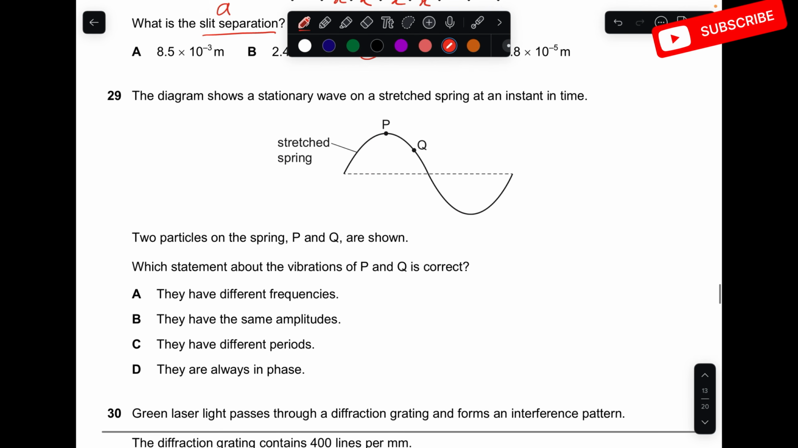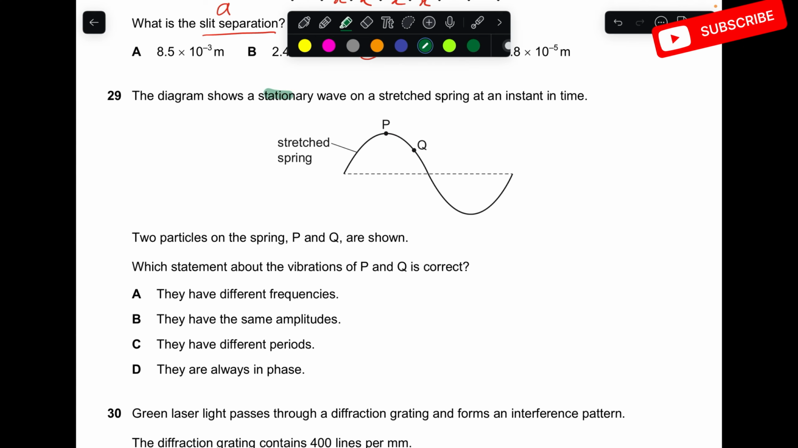Moving forward, question 29. The diagram shows the stationary waves on a stretched spring at an instant in time t. Two particles on the spring, P and Q, are shown. Which statement about the vibration of P and Q is correct? You have to keep in mind it's not a progressive wave, it's a stationary wave. They have different frequencies? No. They have the same amplitude? No. They have different periods? No. They are in phase? Yes. Anything between these two points, what I am mentioning here, will be in phase.